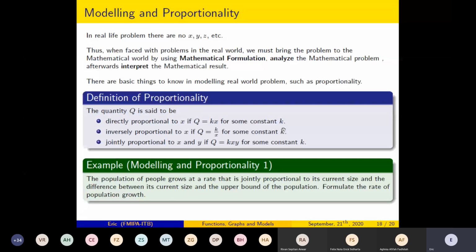So this is the modeling and proportionality, the last part. In real life problems, there are no x, y, z. So I have to define what x, y, z are based on my problem. We have to model it. Thus, when faced with problems in the real world, we must bring the problem to the mathematical world.